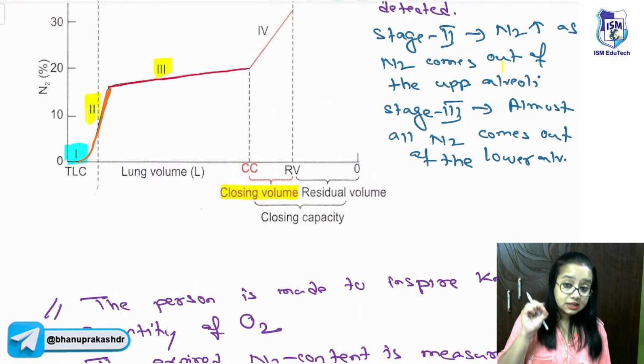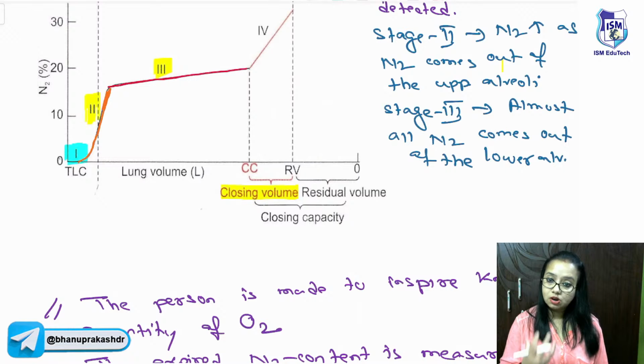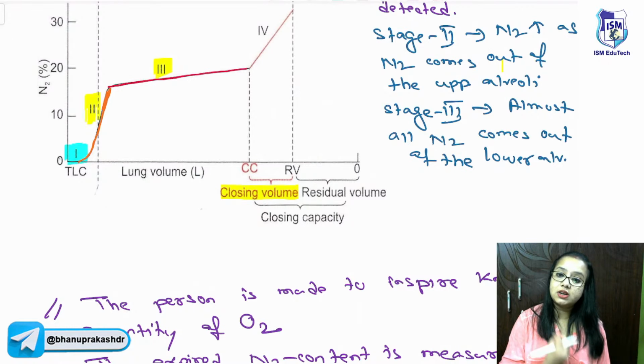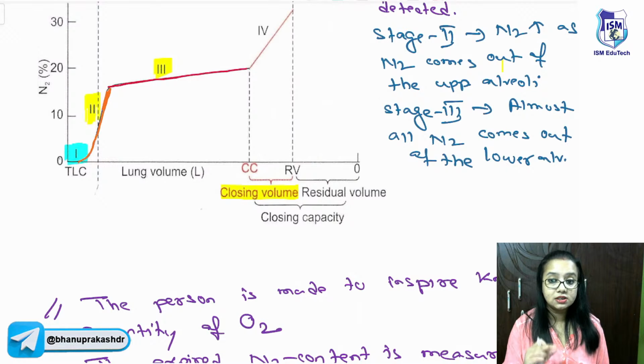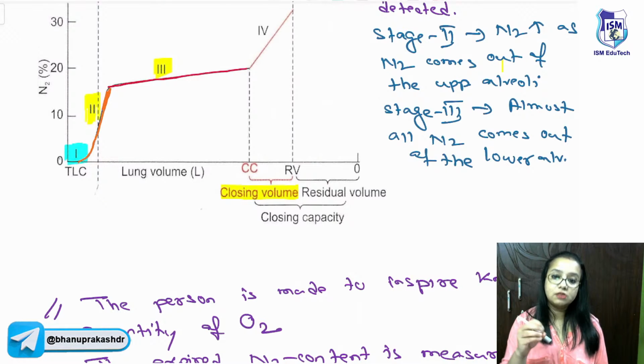Closing volume is the critical volume in the alveoli when the lower, dependent alveoli, which have the strongest pull of gravitational force, because alveoli in the lower part of the lungs have the strongest pull of gravitational force, right? The end of stage 3 signifies that the maximum quantity of gas, and we are talking about nitrogen because it is easy to measure and it is an inert gas, has come out of the alveoli. The volume of gas present in the lower alveoli is so little that they are closing down. They are collapsing. Nothing more is there to come out.